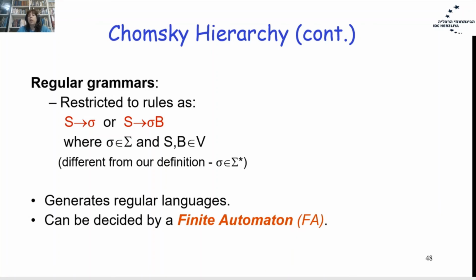The regular grammar, according to Chomsky, uses the following rules. S derives sigma or S derives sigma B, where sigma is the letter of the alphabet and S and B are variables. Please pay attention that it's a little bit different than our definition. This grammar generates regular languages. Regular languages can be decided by a finite automaton.